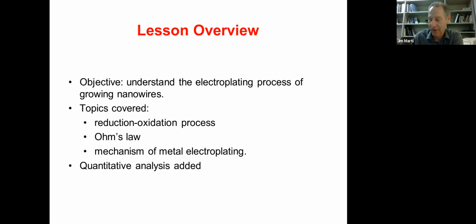In the process, he was able to cover several topics in chemistry, like redox reactions, Ohm's law in terms of current flow, and then just a general introduction to the mechanism of metal electroplating. He also added, since he was a math teacher at heart, much more quantitative analysis in terms of yield, which is not present in the pre-existing activity.